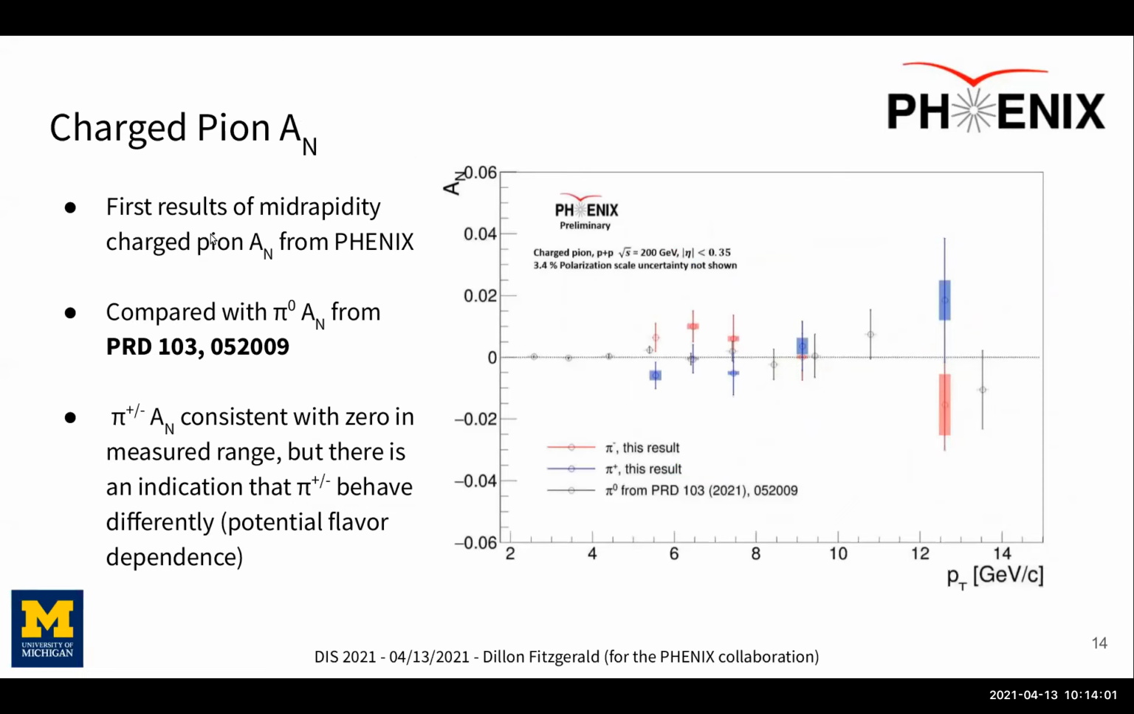So this is the first results of mid-rapidity charged pion A_N from PHENIX. It's been compared with the pi zero measurement that was shown by Nicole Lewis in the previous talk, which is quite precise. And what we see is that the pi plus and minus A_N is consistent with 0 in the measured range, but there is an indication that they behave differently as shown by the data points. So red is the pi minus and blue is the pi plus here. And we see sort of this opposite trend, which could potentially indicate a flavor dependence.